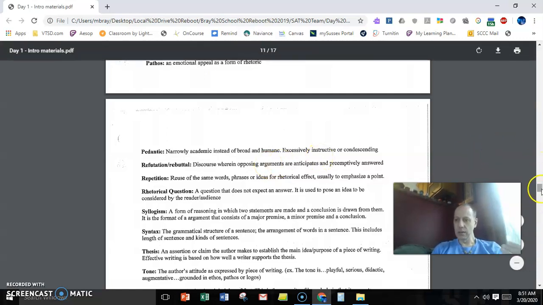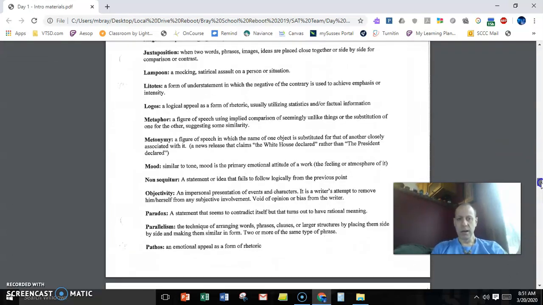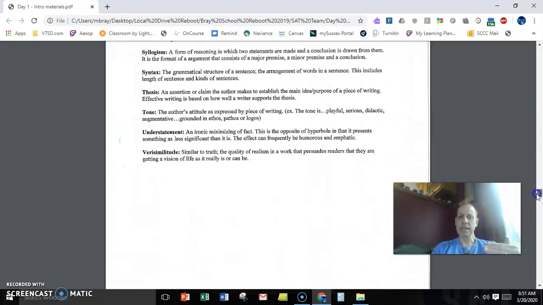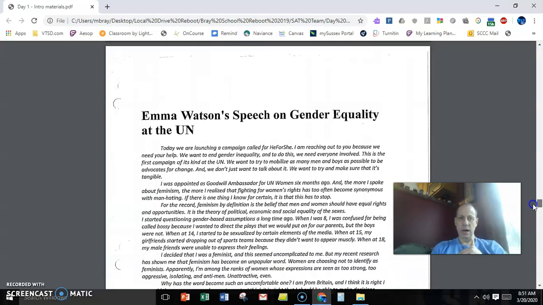So take a look through this list when you get time and choose about 12 words or so that you think you can easily identify and understand, and then use them within the context of any rhetorical action.